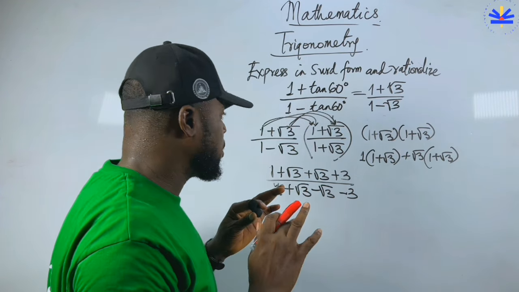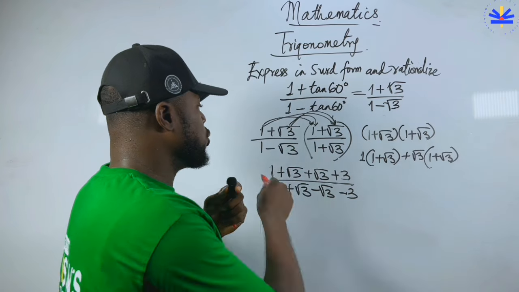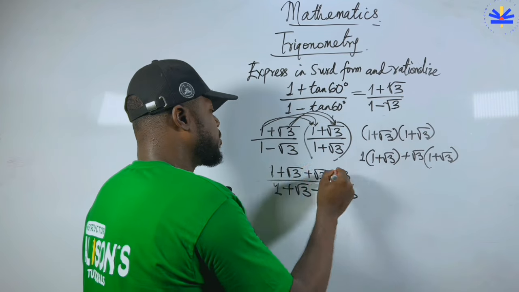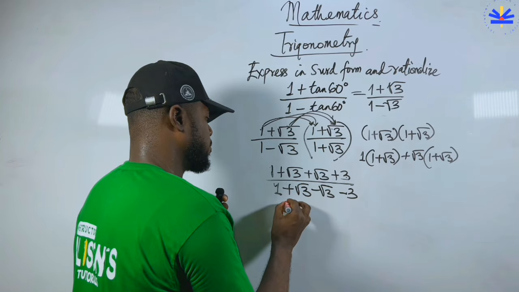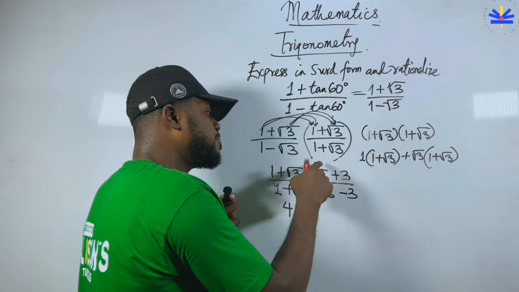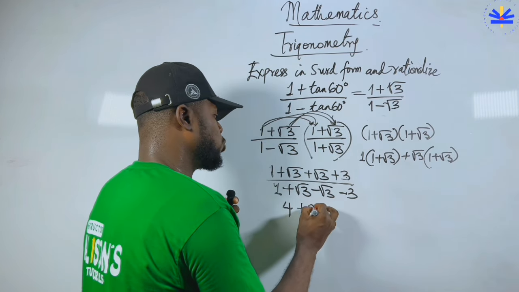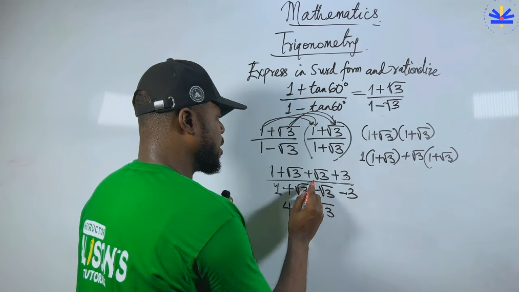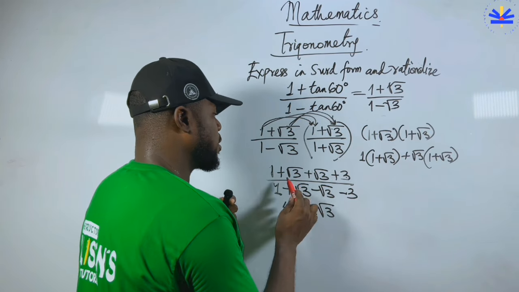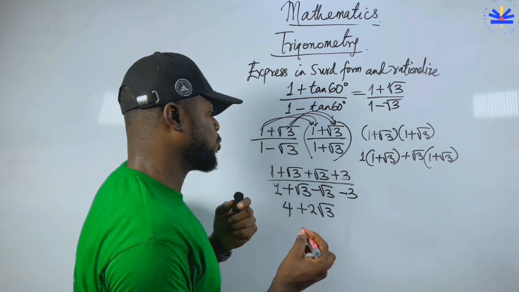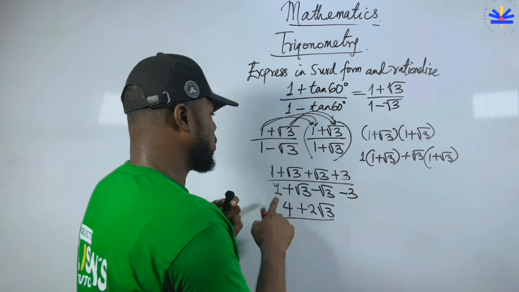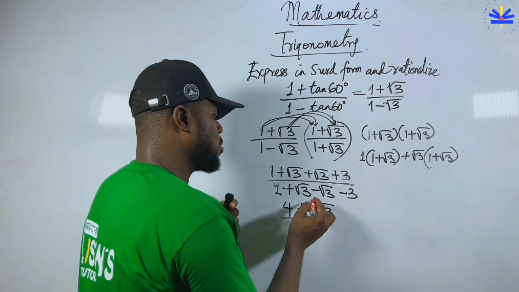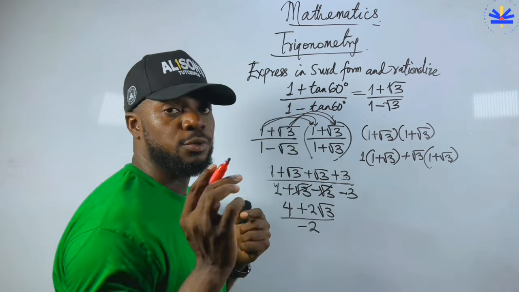Finally, the numerator: 1 plus 3 has no root, so we add. So 1 plus 3 will give me 4. Root 3 plus root 3 will give me 2 root 3, because 1 there, 1 there, root 3, we take 1, and they add to give you 2. Divided by 1 minus 3 will give me minus 2. Root 3 minus root 3 will give me 0.